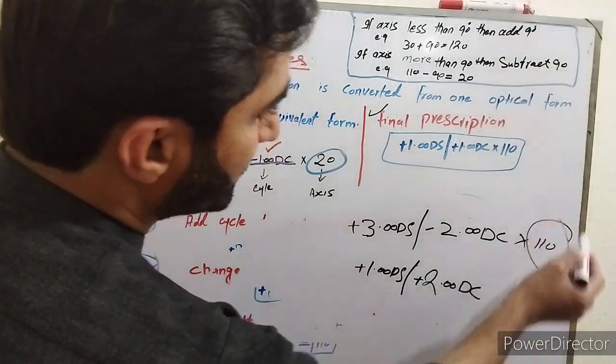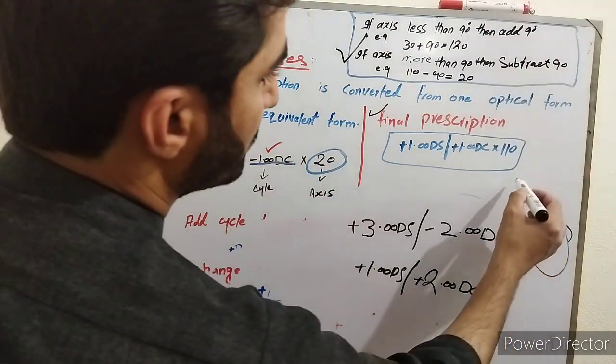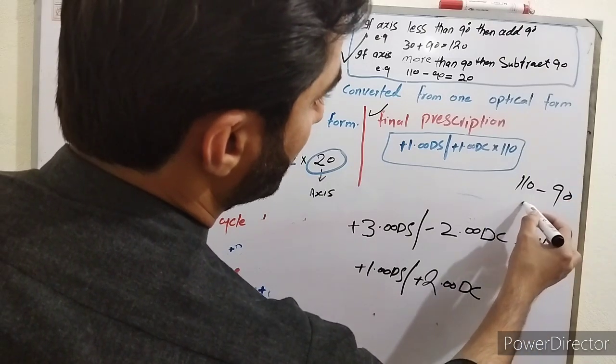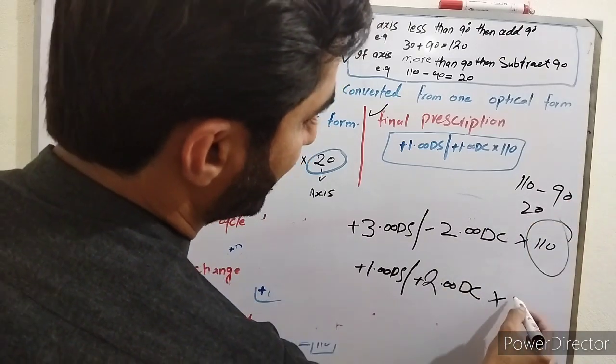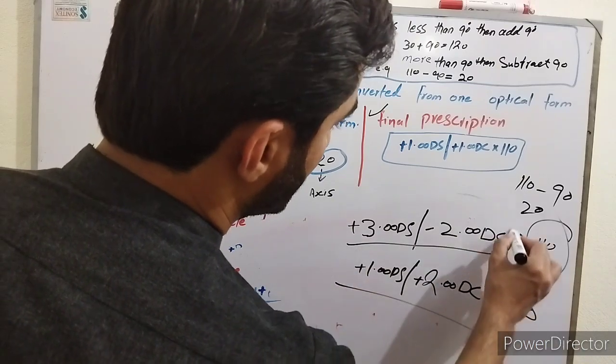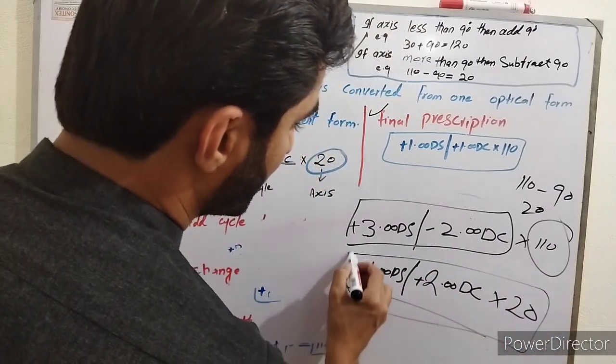Now it's 110, it's more than 90. We are going to subtract 90 from 110. 110 minus 90 degree will be only 20 degree. Here our axis will be 20 degree. Now we have transposed this prescription. Our final prescription will be this.